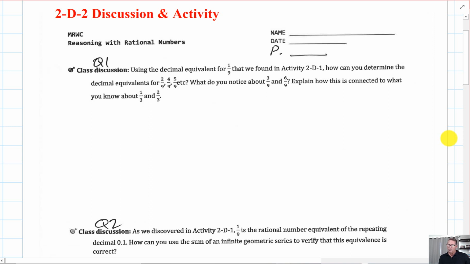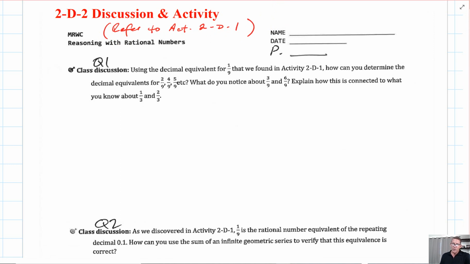So if you want to get that out, you want to refer to activity 2D1. Just keep that in mind. All right, so let's read the problem here. Using a decimal equivalent for 1/9, which we found in activity 2D1, how can we determine the decimal equivalents for 2/9, 3/9, 4/9, 5/9, 6/9, all the way up to 8/9?